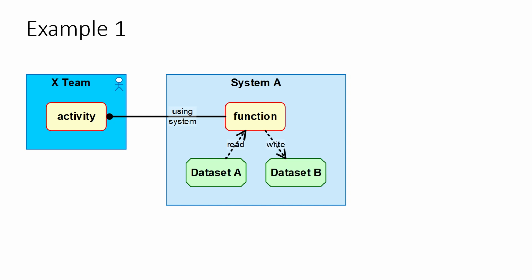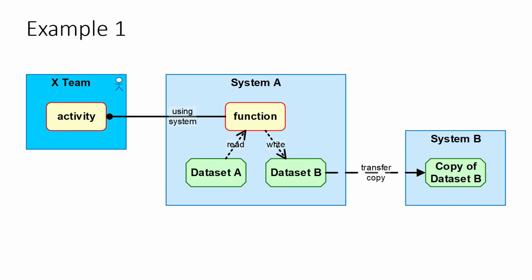As a result of the function executing, it creates and writes different information to dataset B. Here the arrow goes into the data, showing that the function is writing data. Then we have a second system. The data transfer shows how the dataset B information is transferred. The data is copied over to be stored in the other system.